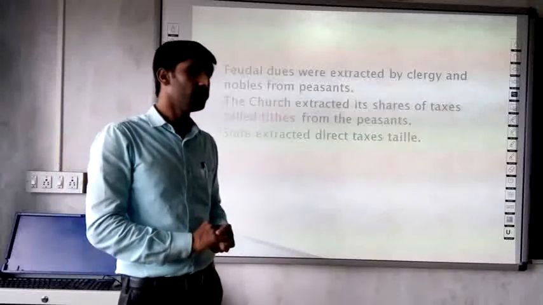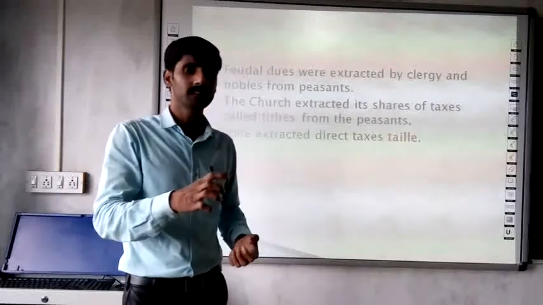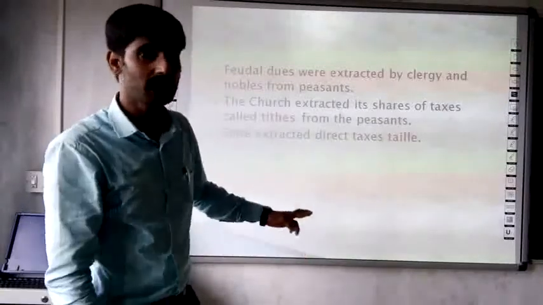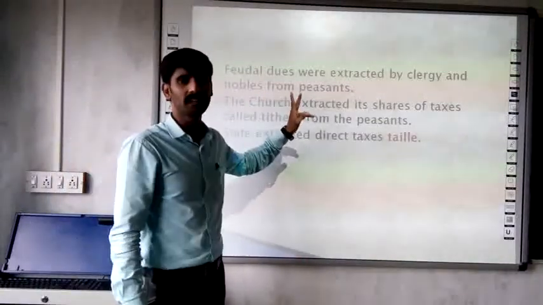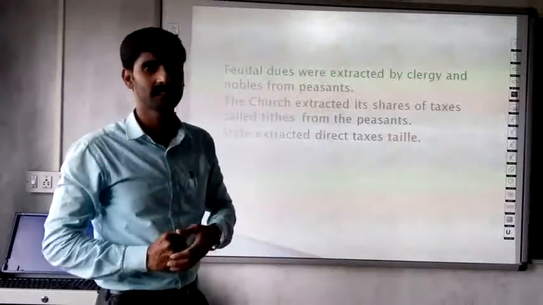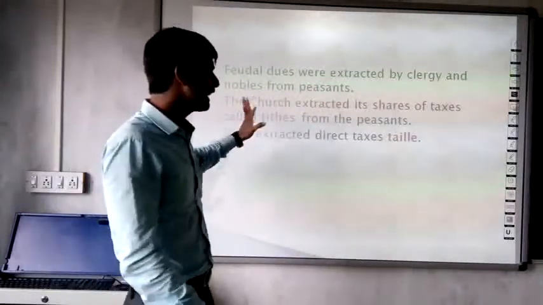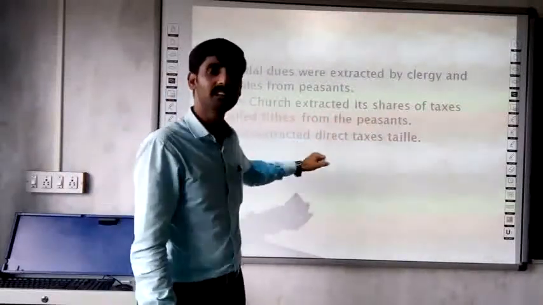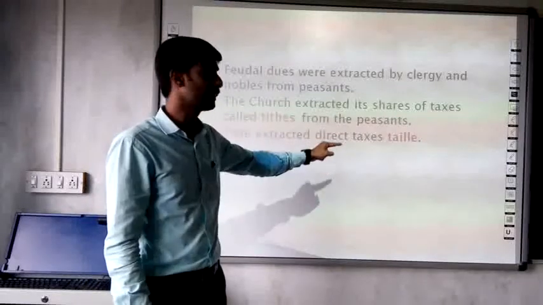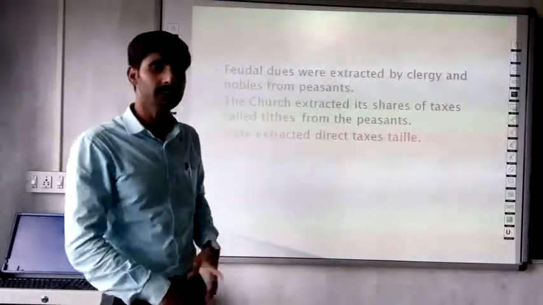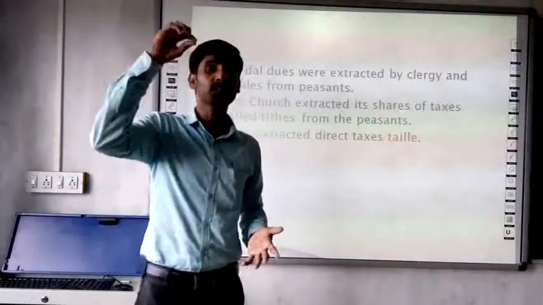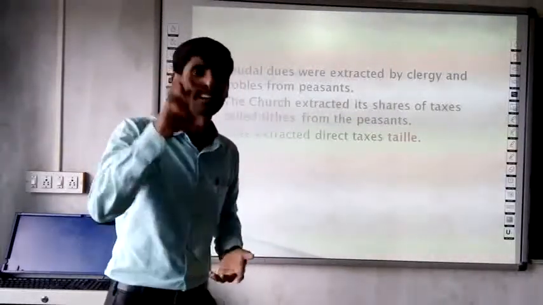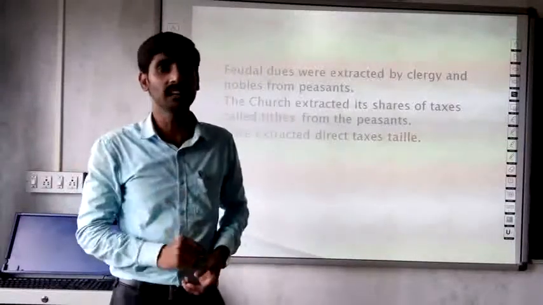Here, government, third estate people paid all taxes. Apart from this, church and nobility, clergy and nobility extracted tax from the people. The church expected its share of tax, that is known as tithes, and state expected direct tax, that is called tithe. So here it means there was a social injustice, social inequality existed in the France society.